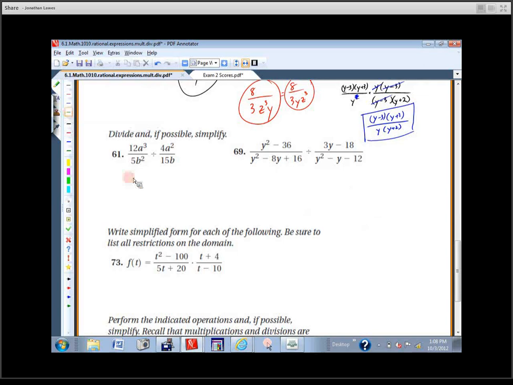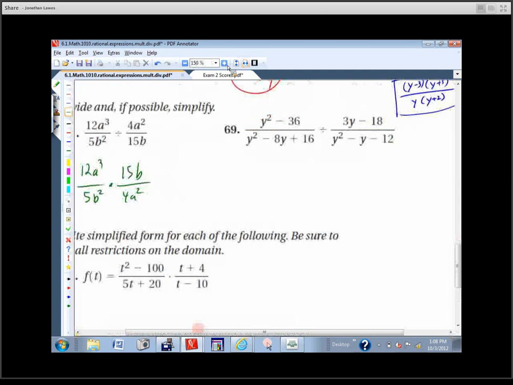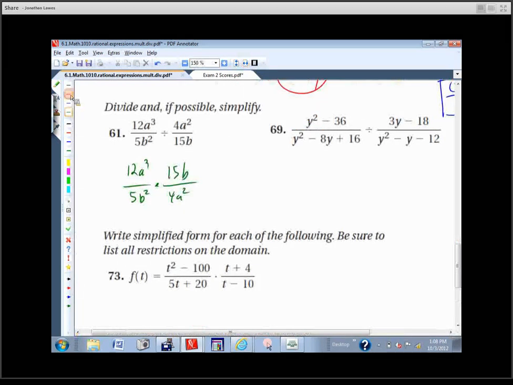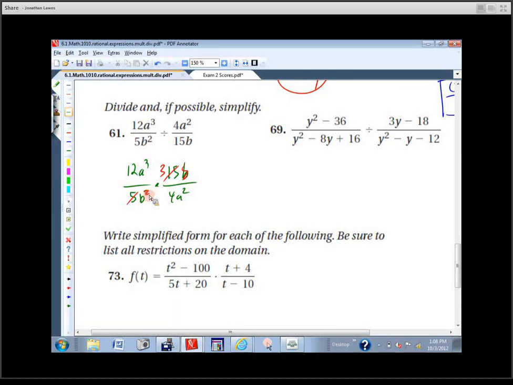So I'm going to rewrite this as 12a to the third over 5b squared times, flip this over, 15 and b on the top, 4a squared on the bottom. And then I start simplifying from there. So I'm going to cancel the 5 with the 15, that's a 3. That b with one of those b's. The 4 with the 12, that's going to be a 3. And the a squared with 2 of those guys there.